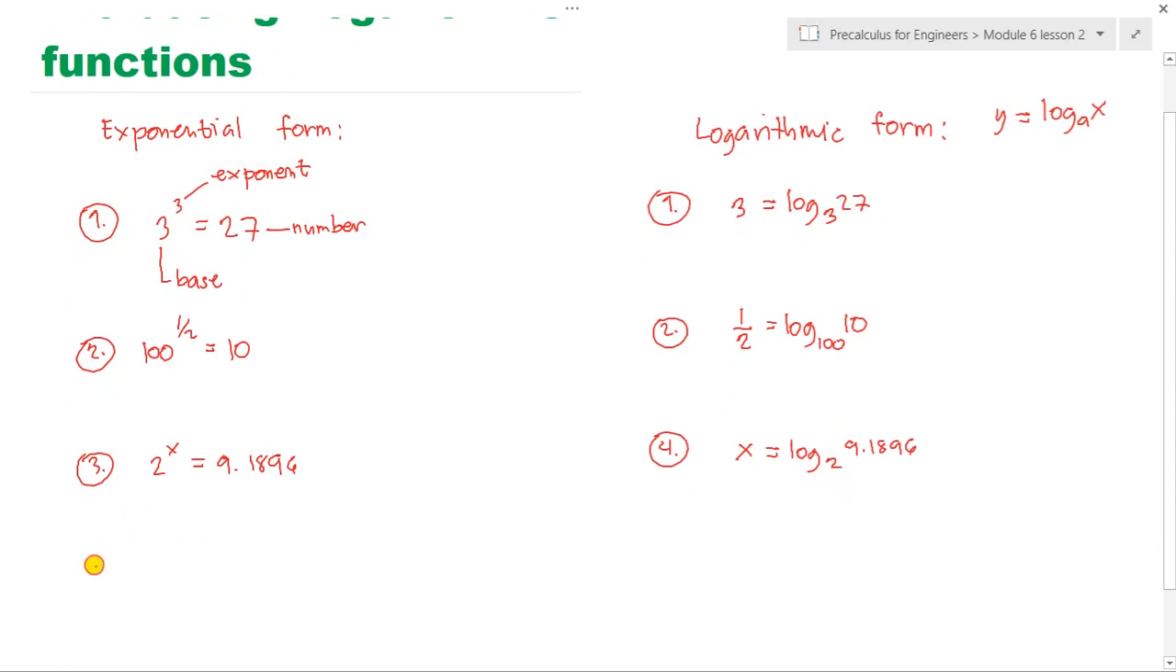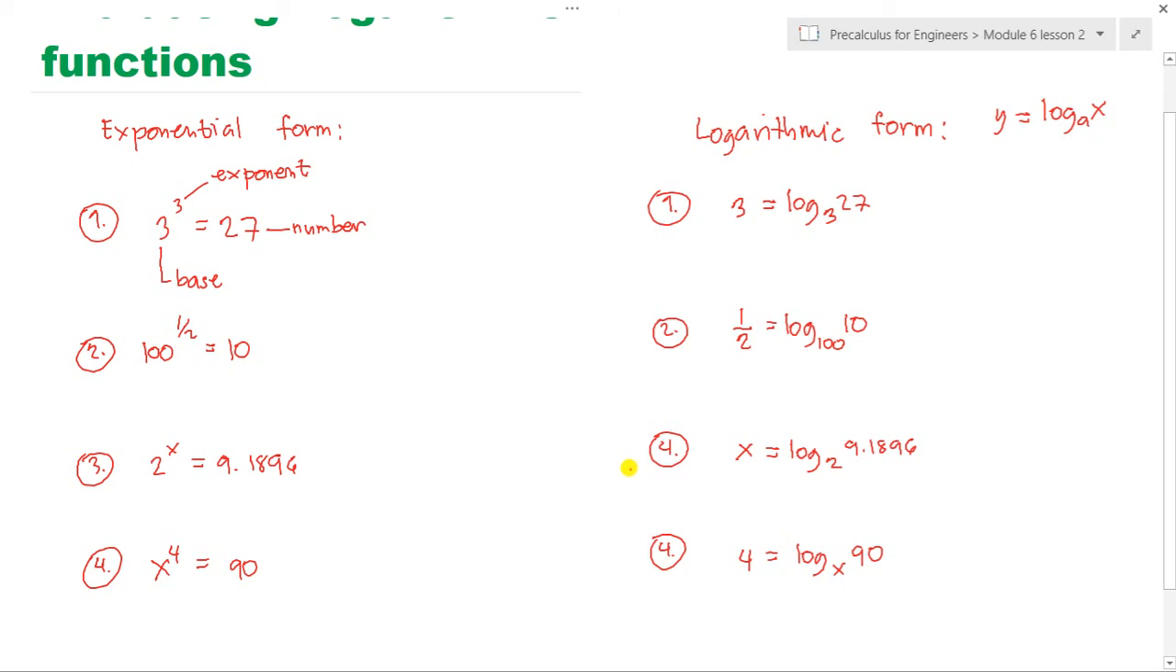So we have the last example. We have x raised to the power of 4 is equal to 90. When converted, the exponent 4 is equal to the log of the number, that is 90 to the base of x. So basically, that is how to convert from exponential to logarithmic form.